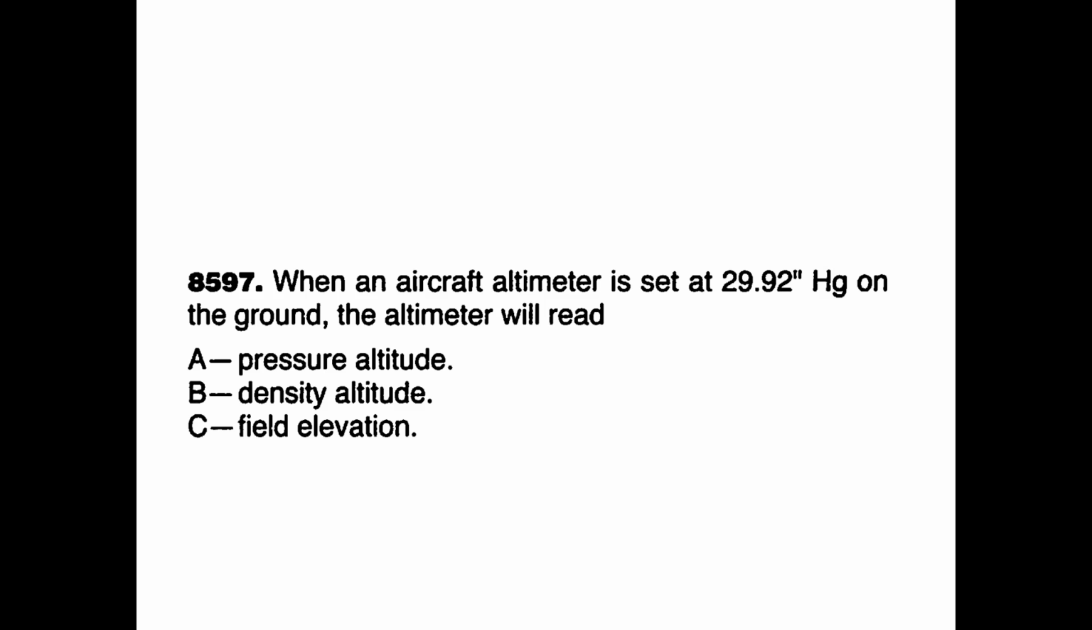When an aircraft altimeter is set at 29.92 inches of mercury, the inch is the little two hash marks, and mercury, the periodic symbol, is Hg. So when you set the altimeter to 29.92, what will the altimeter read? You're on the ground, so what is it going to read? Pressure altitude, density altitude, or field elevation?